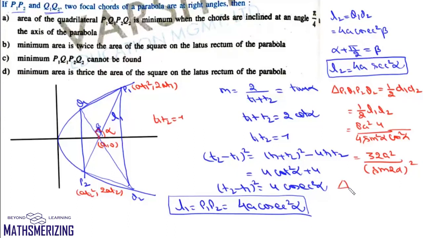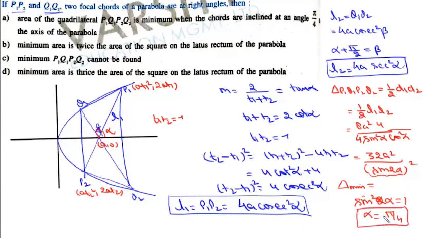Now this area will be minimum when the expression in the denominator is maximum, and we know that maximum value of sine square theta is 1. So in this case, sine square 2 alpha should be 1. So that means value of alpha should be pi by 4. And if we put alpha as pi by 4, we can get this minimum area is 32 into a square.